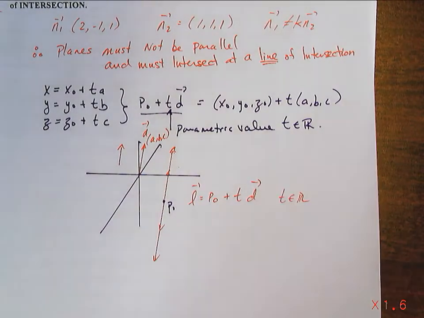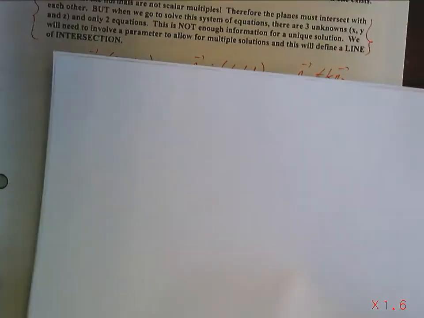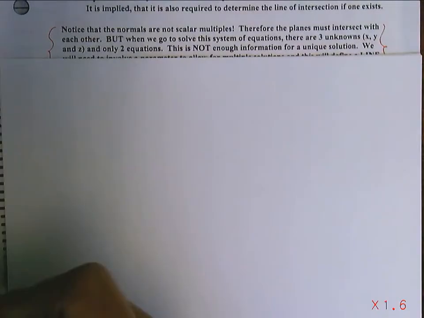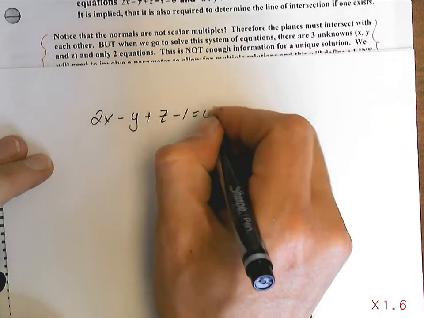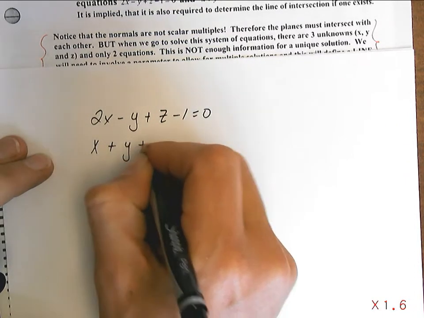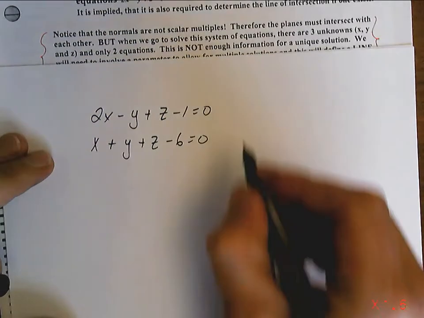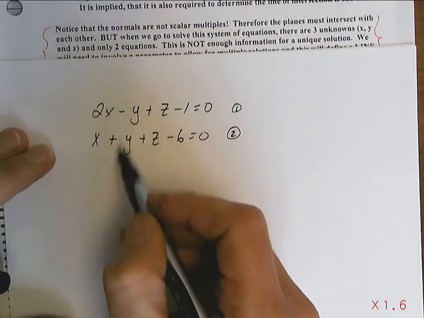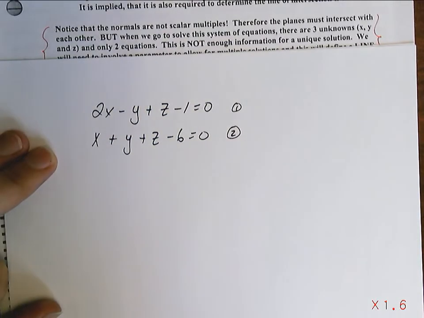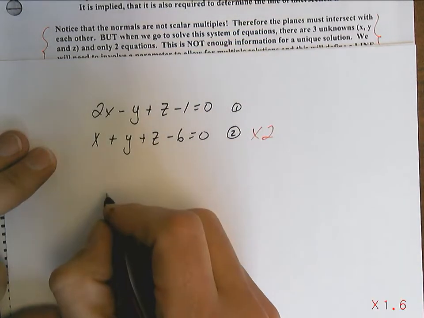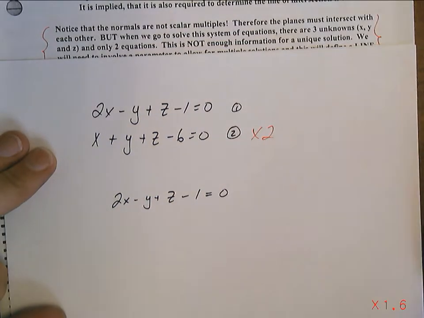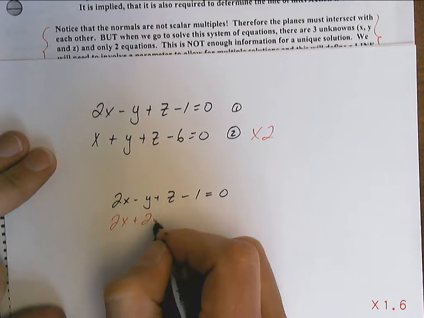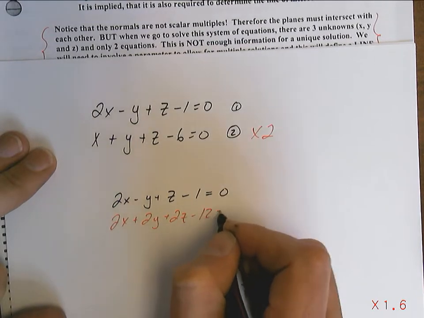So I'm going to use another piece of paper because I can, and we will start off. Let's take a look at what we have here. So I've got 2x minus y plus z minus 1 equals 0. And I've got x plus y plus z minus 6 equals 0. We'll call this equation 1 and equation 2. Let's multiply this one by 2, let's say. So multiply this one by 2, and that'll give us 2x minus y plus z minus 1 equals 0. And the other one will be 2x plus 2y plus 2z minus 12 equals 0.